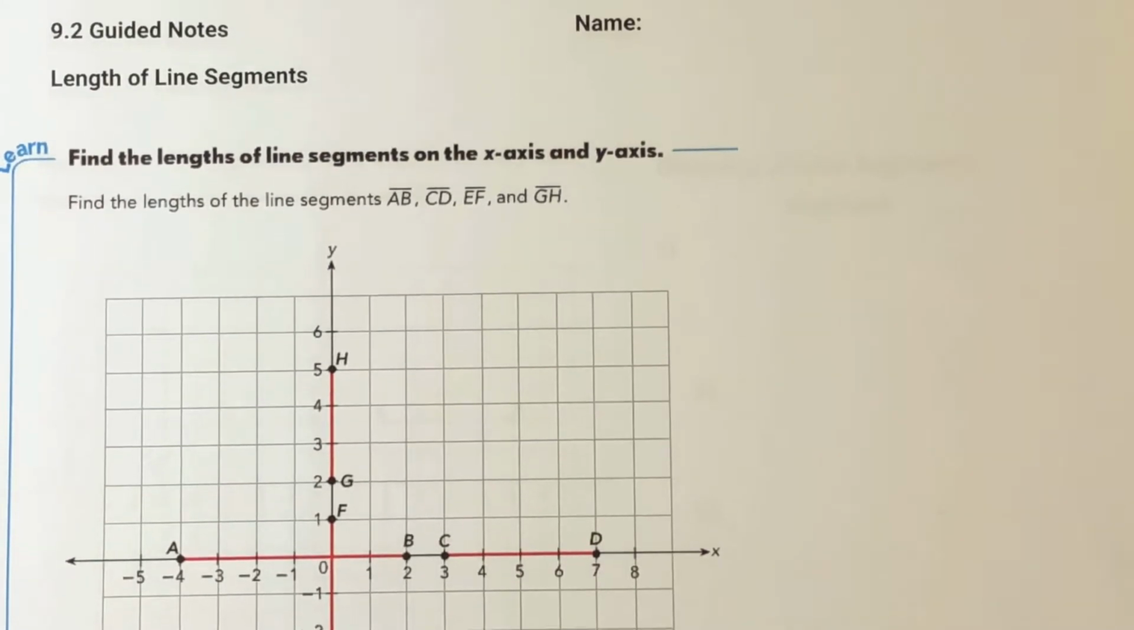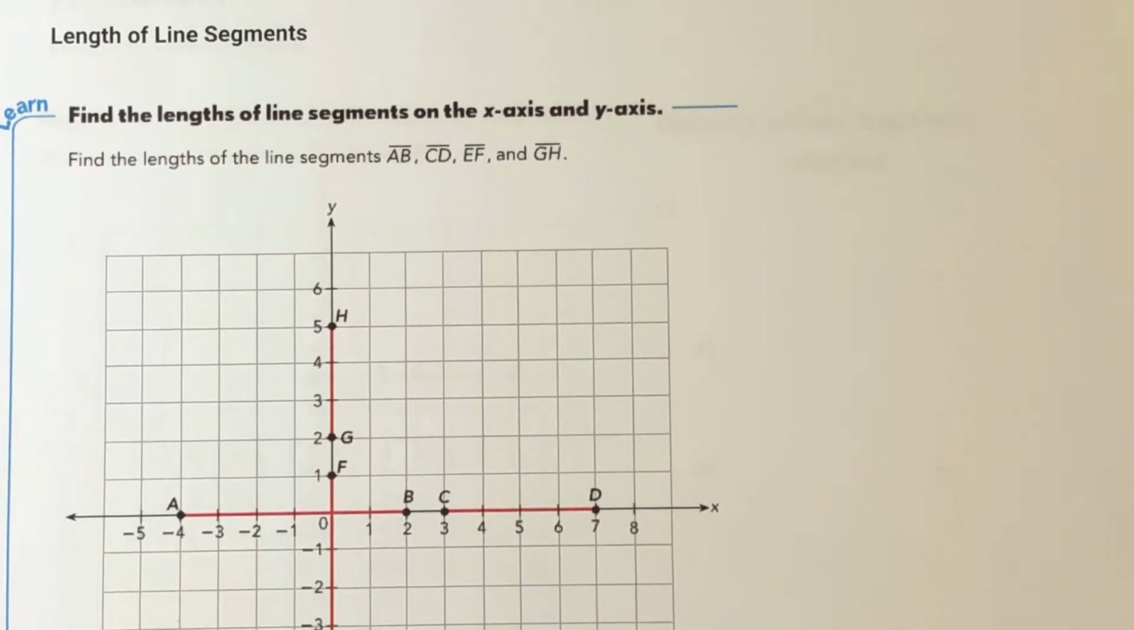So today we're going over 9.2, length of line segments. Specifically, we're going to go over the long way and shortcut way of finding the length of a line formed by 2 points. We're also going to briefly discuss some real-world problems that you can use that information for.